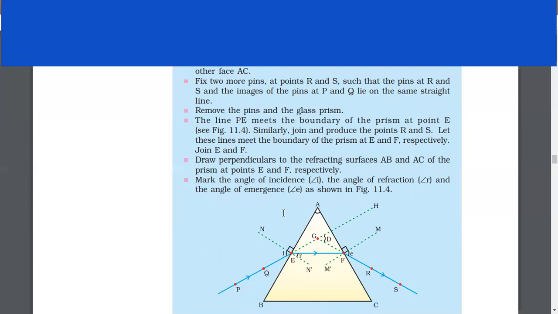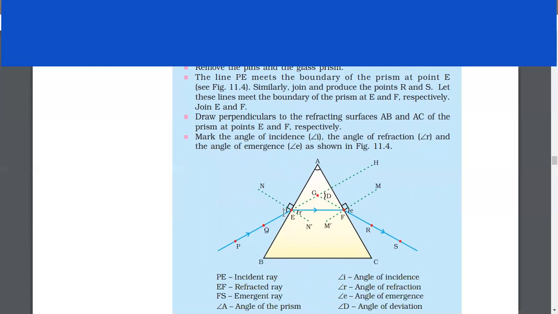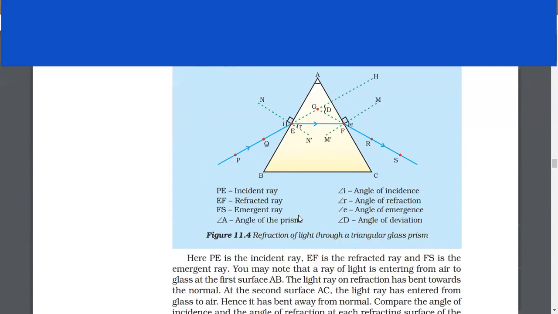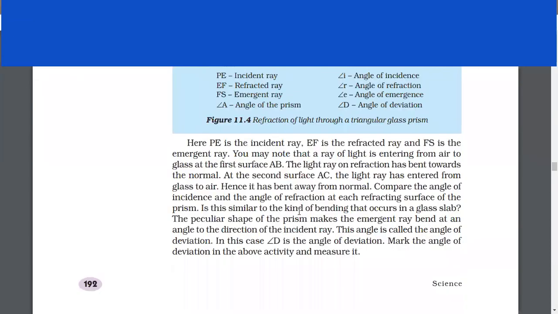Draw perpendiculars to the refracting surfaces AB and AC of the prism at points E and F respectively. Mark the angle of incidence, angle of refraction, and angle of emergence as shown in figure 11.4. Here PE is the incident ray, EF is the refracted ray, and FS is the emergent ray.